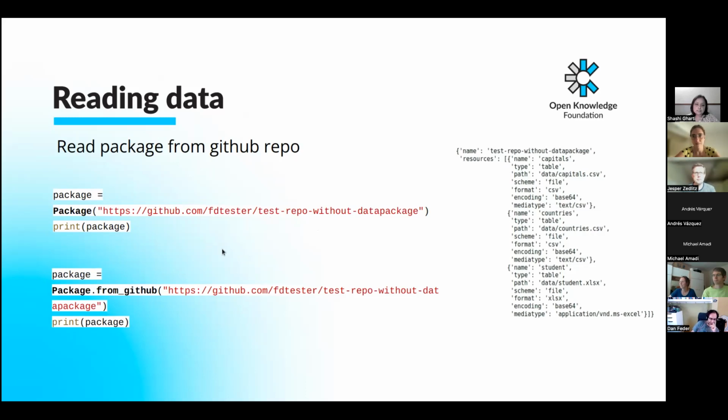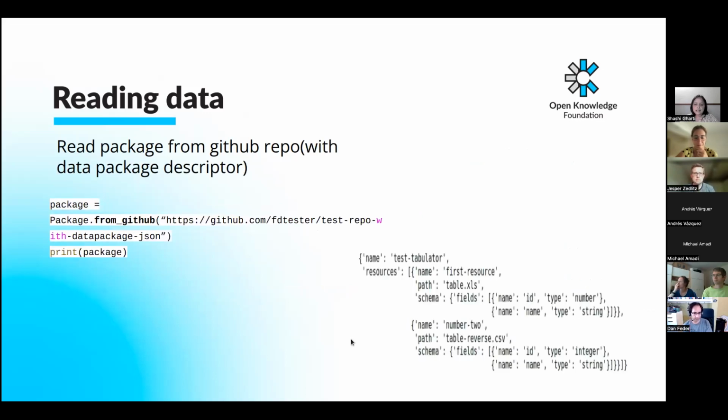And this feature can read the data from a repo with or without a package descriptor. If there is no package descriptor, then it will create the list of resources and create a package descriptor, as shown here on the right side, with the same name as the GitHub repo, and return back the package. And if it has the package descriptor, then it will just read that package descriptor and return it as a package. So this is how it reads the package from the repo.